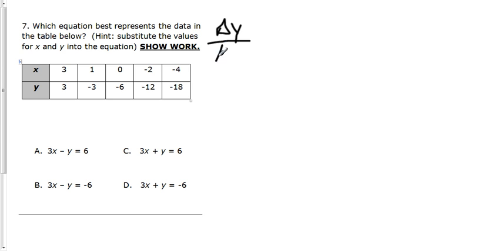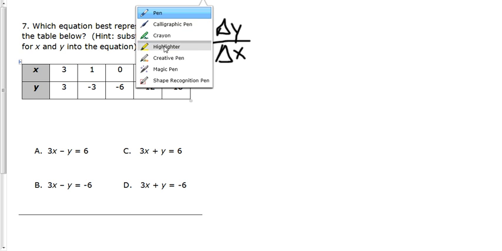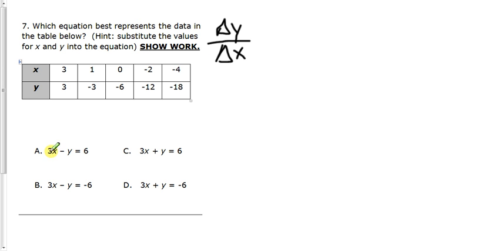Our delta y over our delta x is your coefficient. That's what we multiply by. But if you look at the answer choices, answer choice A, our coefficient, delta y over delta x is 3. Choice B, our coefficient's 3. Choice C, our coefficient's 3. Choice D, our coefficient's 3. If they all have the same coefficient, making that table would just be a waste of work. So we don't really want to do that.